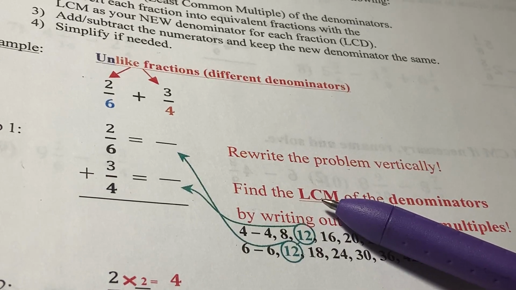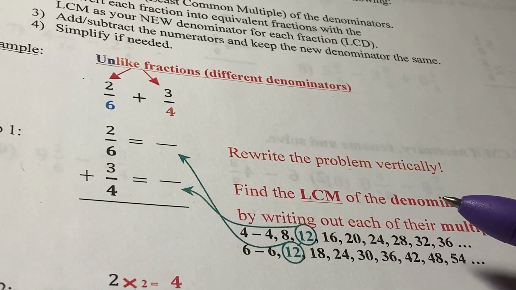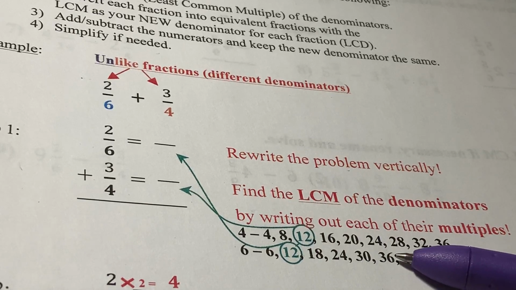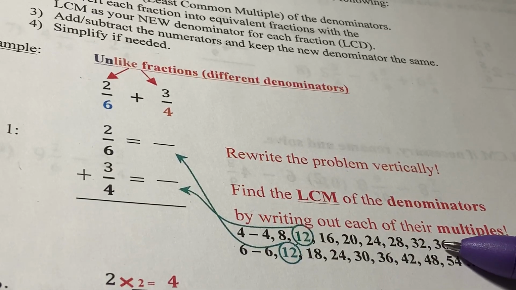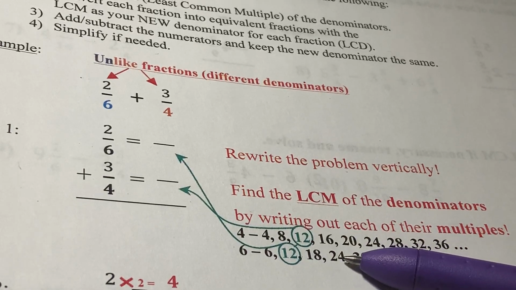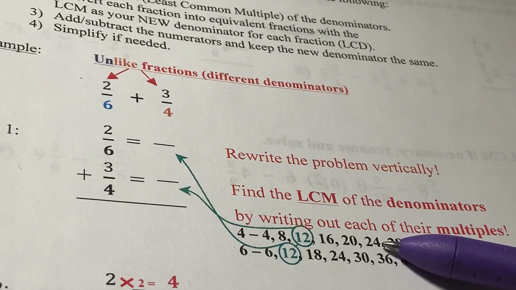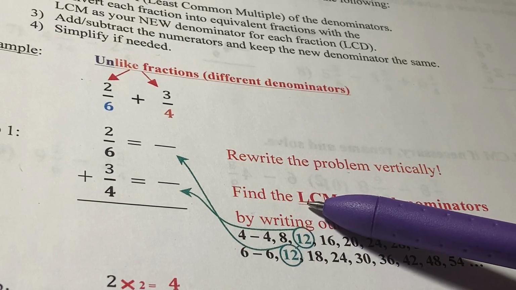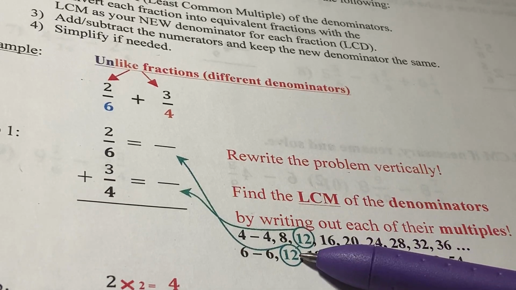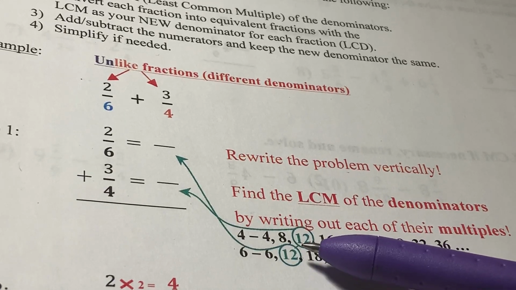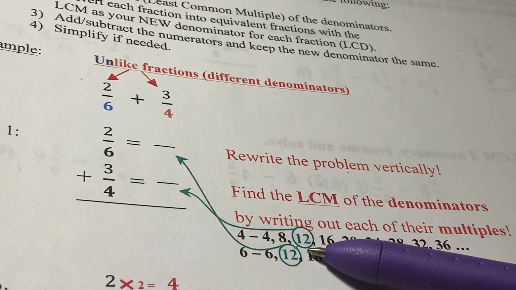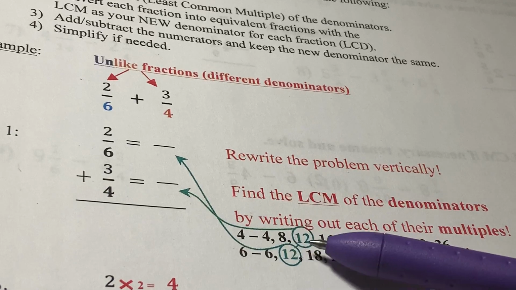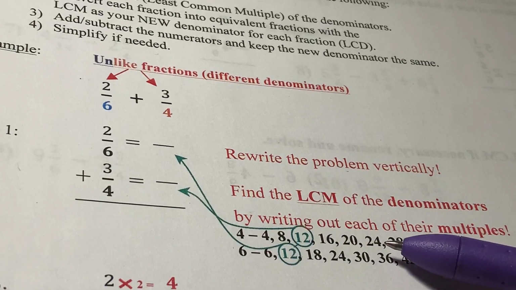Now, what does the C mean? Common. Well, which multiples do they have in common? Let's take a look. I see 36 here and 36 here. They have that in common. I see 24 here and I see 24 there. They also have that number in common. But what's the least? Least meaning the lowest. The lowest is 12. So 12 is the number that I want to use because that's my least common multiple, the lowest multiple that they have in common.